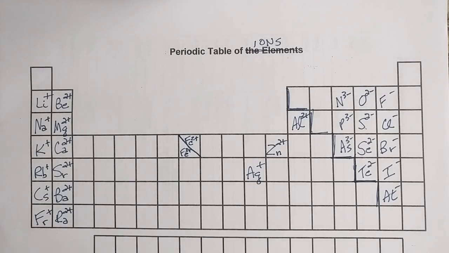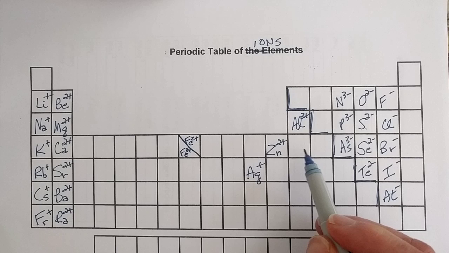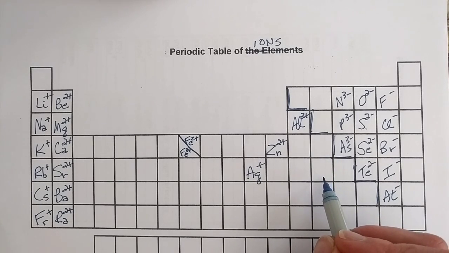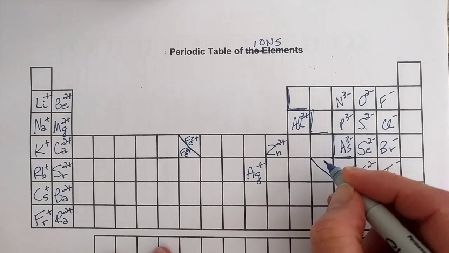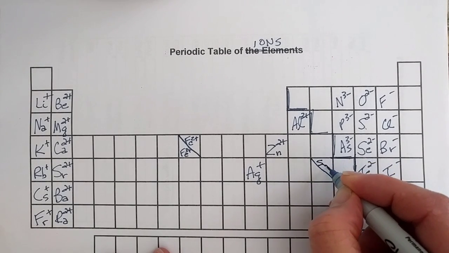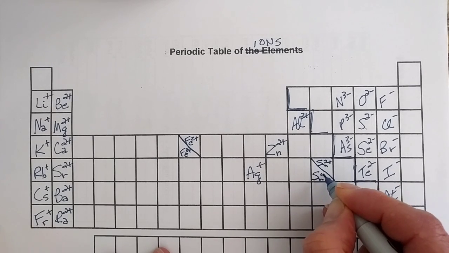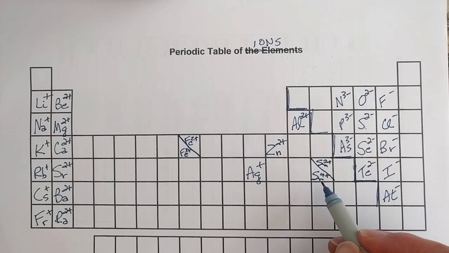So let's find out where tin is. Locate zinc, go over 2 and down 1. Okay, so that's tin. And tin forms +2 ions and +4 ions. So this would be tin Roman numeral 2, and this ion would be tin Roman numeral 4.